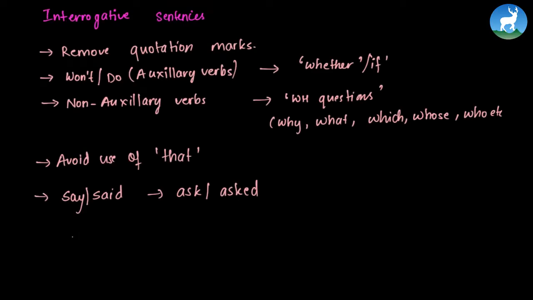These are some of the basic rules to change an interrogative direct speech to indirect speech. So the first rule says to remove the quotation marks, which we have been doing. The second rule says if in a sentence there is an auxiliary verb or the sentence begins with an auxiliary verb like want or do and many others, replace it with whether or if. Also, if the sentence does not begin with any auxiliary verb, then we use WH questions like why, what, when, where, who, whom, whose, etc.